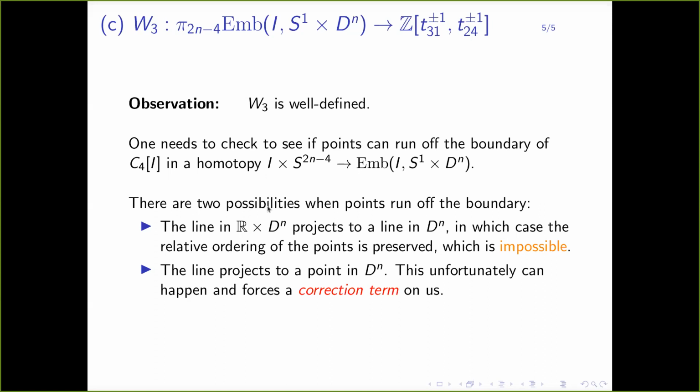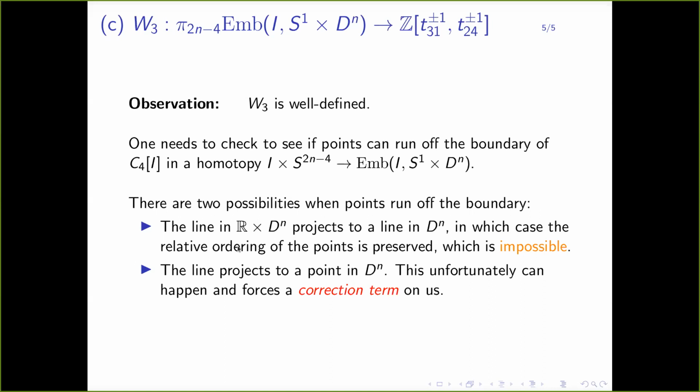So just imagine that you have those geodesic quadruples running off the boundary. If at that degenerate time where it runs off the boundary, the line in R cross Dn projects to a line in Dn, well then the ordering along the line is preserved. And just by the way we chose it, if you're consecutive along the embedding, you can't be consecutive along the line. That would be impossible. Because for points 1 and 2 to run off the boundary, points 1 and 2 would have to come together, but they're not consecutive along the line, so it can't happen.